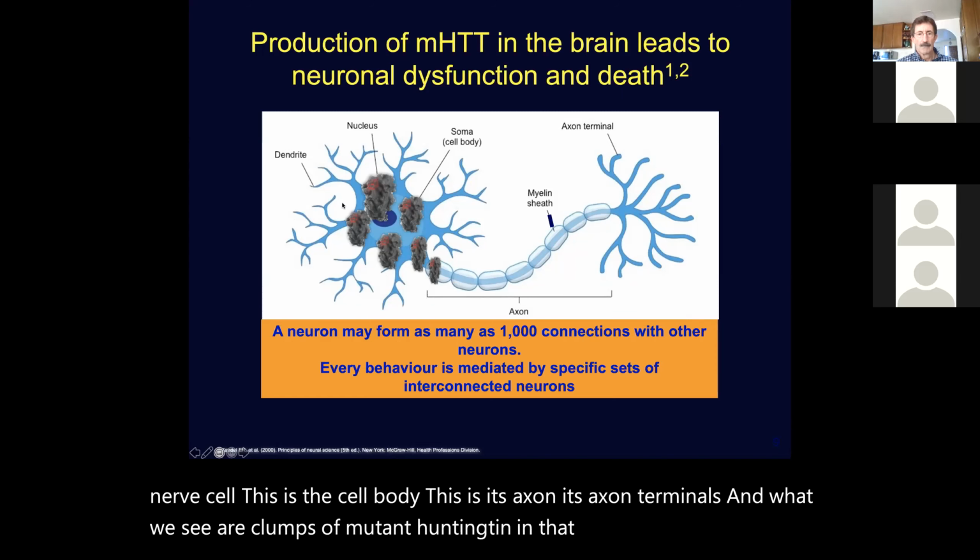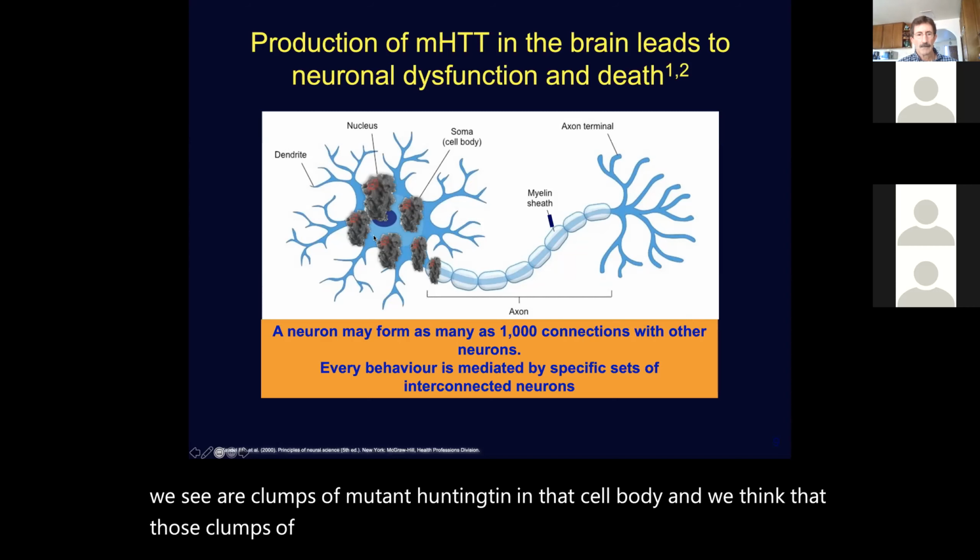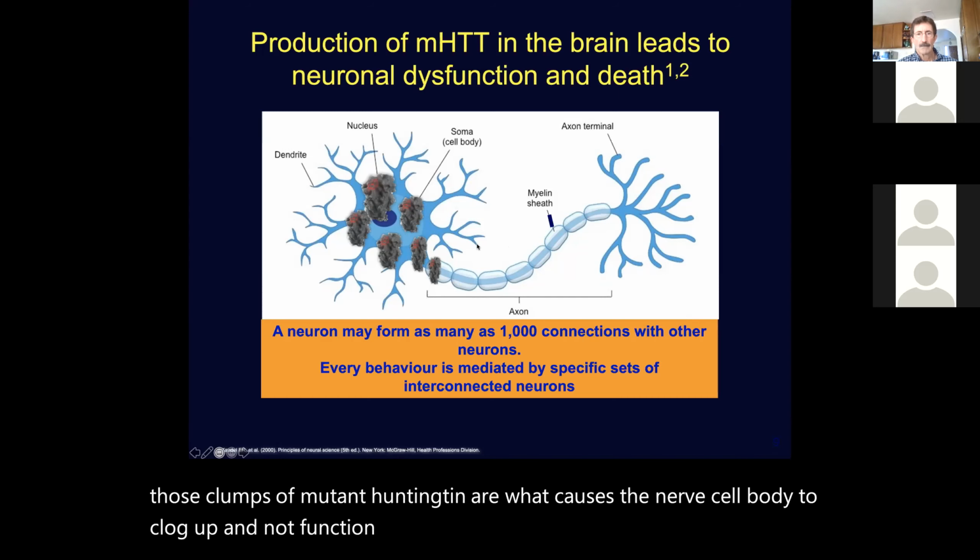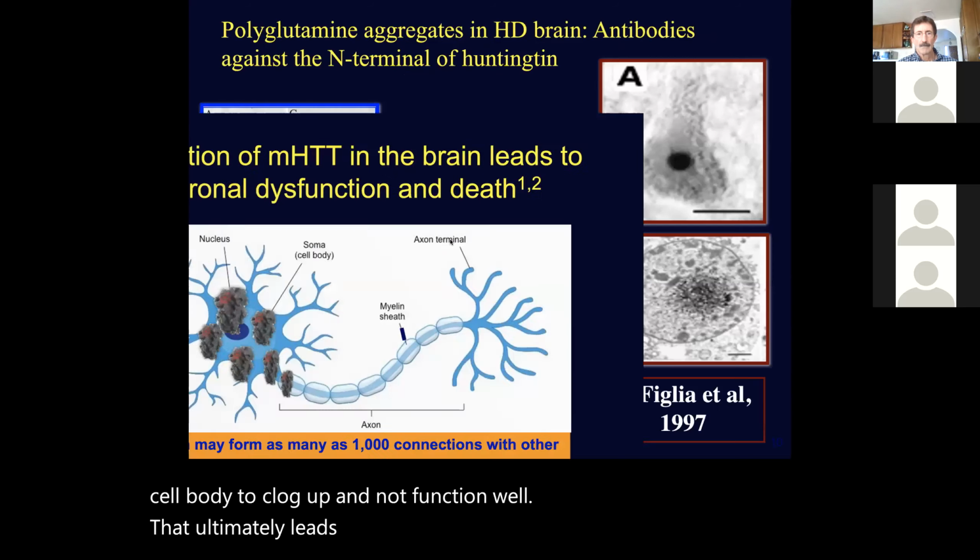And we think that those clumps of mutant Huntingtin are what causes the nerve cell body to clog up and not function well, that ultimately leads to the death of that nerve cell.